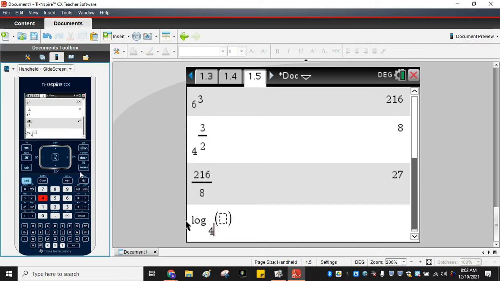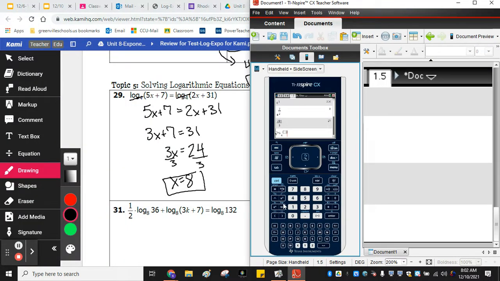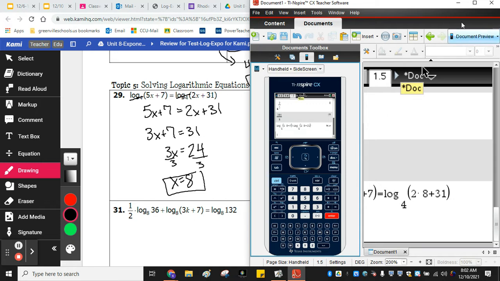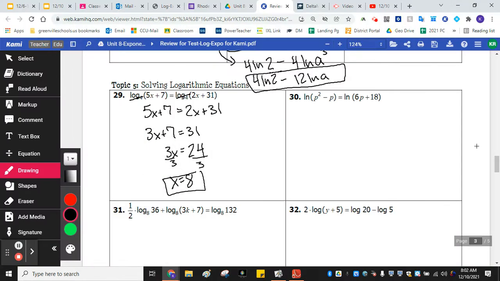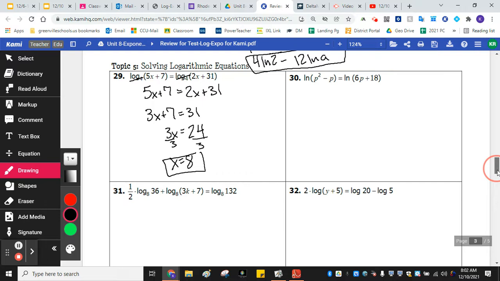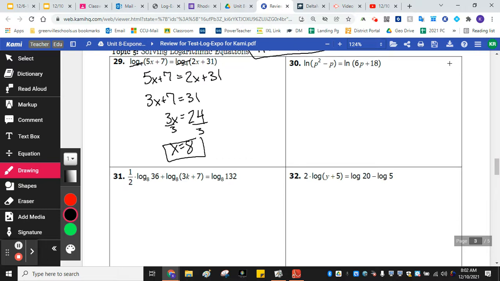Log base 4. I'm going to bank this. Log base 4 of 5 times 8 plus 7 equals log base 4 of 2 times 8 plus 31. Sure. So you know 8's correct. Here you're going to have to factor, check both your answers.